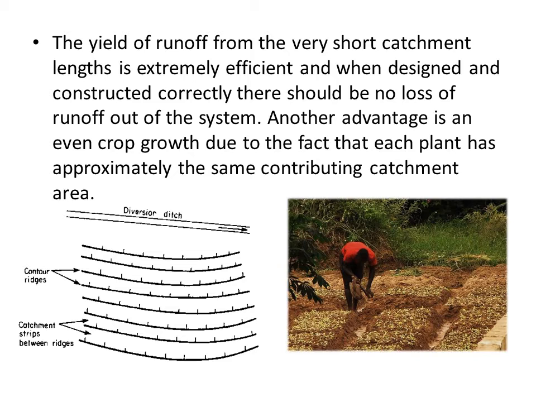So you can see here the contour ridges are developed along the contours, and the area in between two contours contributes the runoff, and the furrows are formed to collect the water, and the crop is grown between two furrows.